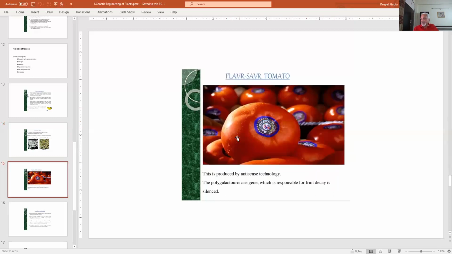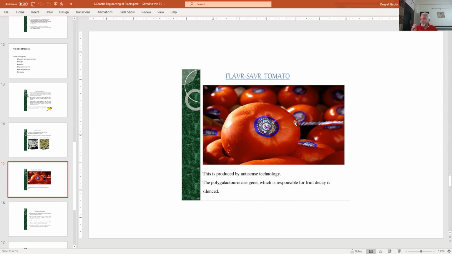And as I mentioned earlier, we have products available, particularly in tomato, where using antisense technology, one gene was identified which is responsible for fruit ripening. Now, if you decrease the expression of that gene by using antisense technology, then this process of fruit ripening is delayed.